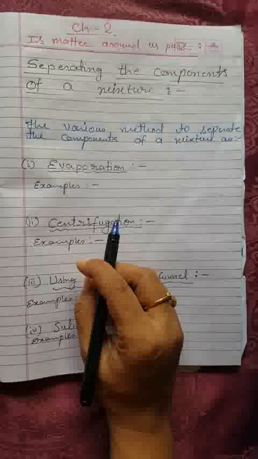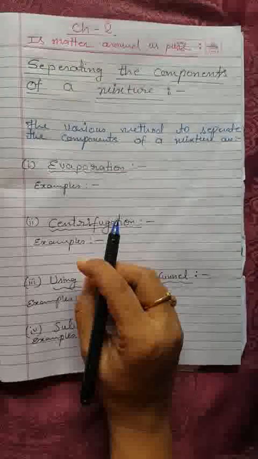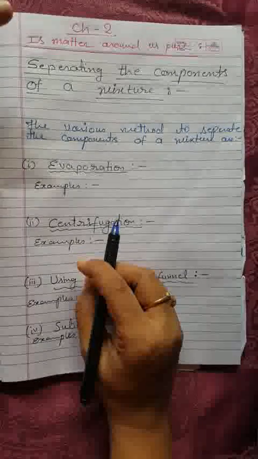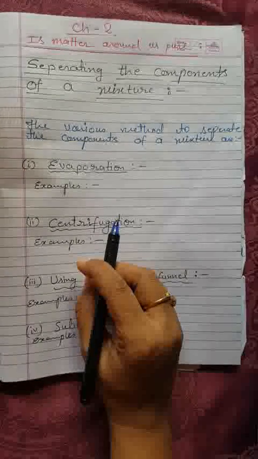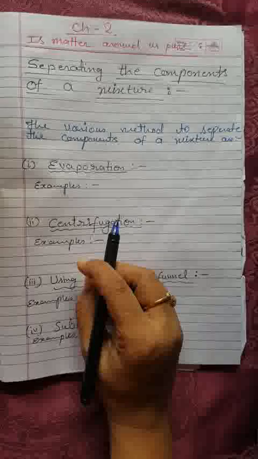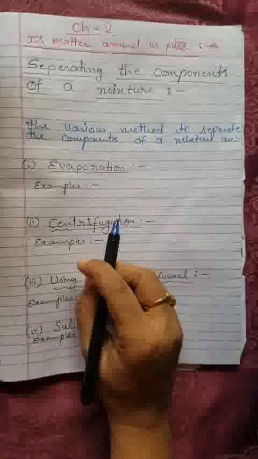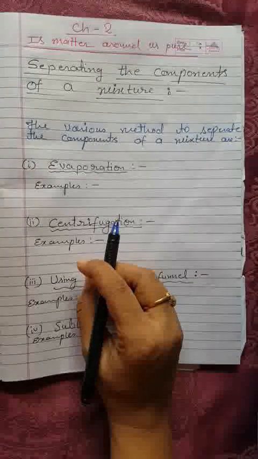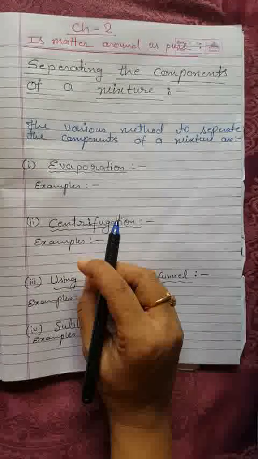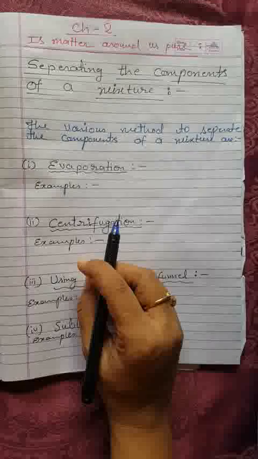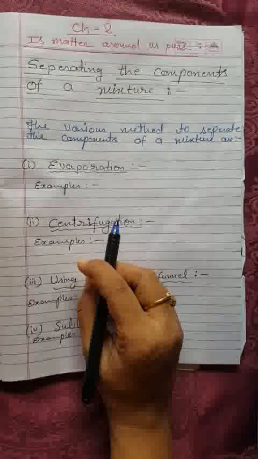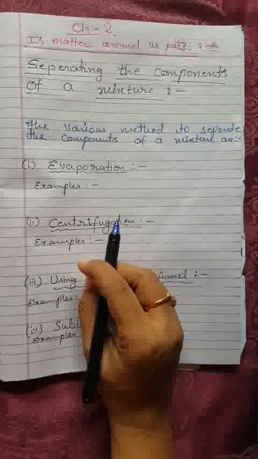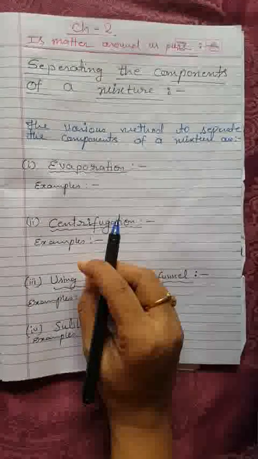So first thing is, why do we need to separate the components of a mixture? ज़रूरत क्या है हमें separate करने की? Actually the methods of separation are used to get individual components from a mixture. When we know about individual components, we separate them for our further study to know the nature of those components. So there are various methods to separate the components of a mixture.